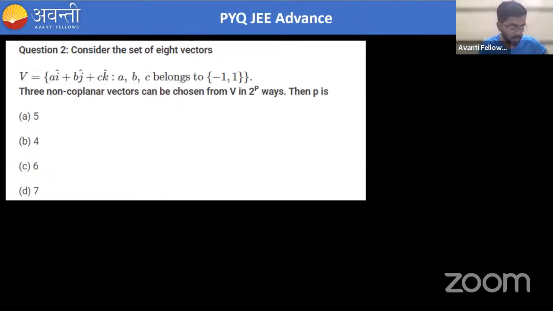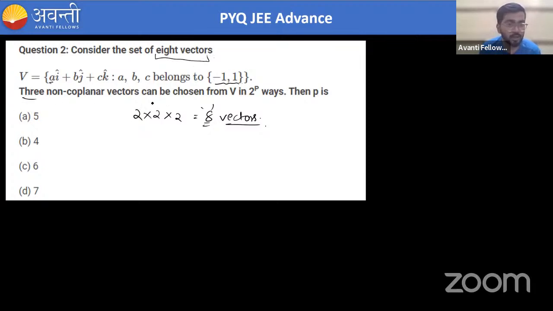In this question, first try to understand what the question is saying, and then we will get to solving it. Consider the set of 8 vectors a i cap plus b j cap plus c k cap, where a, b, c belong to -1 and 1. For a you have two values, for b two values, for c also two values, so there are 8 possible combinations. So 8 vectors are possible, which is why the set of 8 vectors is given.